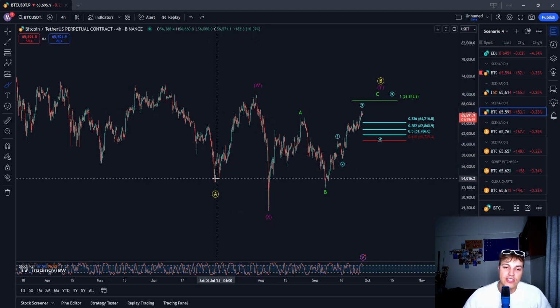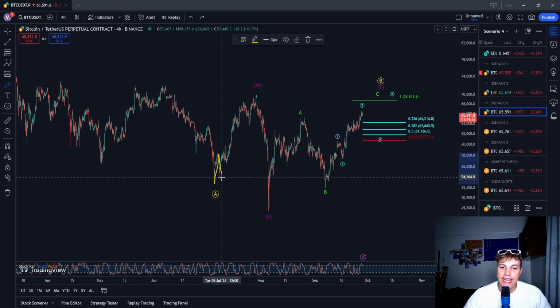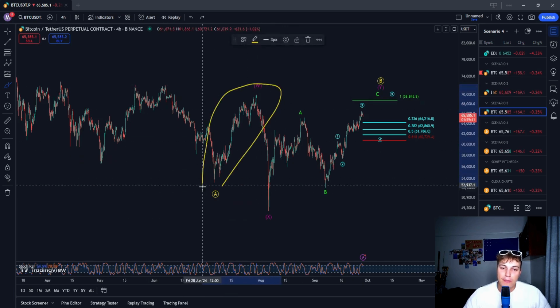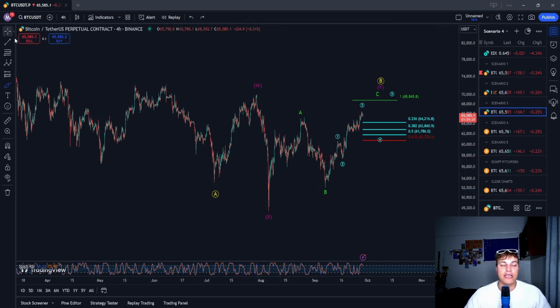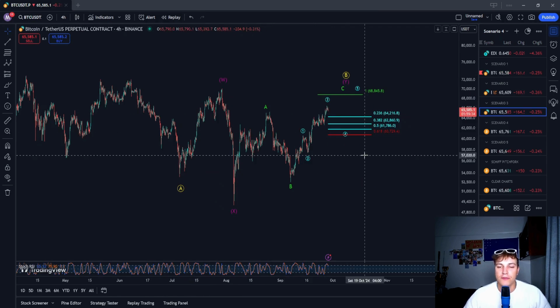But the issue with this is that this W looks to me like an impulsive structure. Remember, W has to be an ABC. So if we do count an A, B, and a very extended C, it is possible, but this W looks very impulsive to me, and that's why I wouldn't take this as the main scenario on the chart.